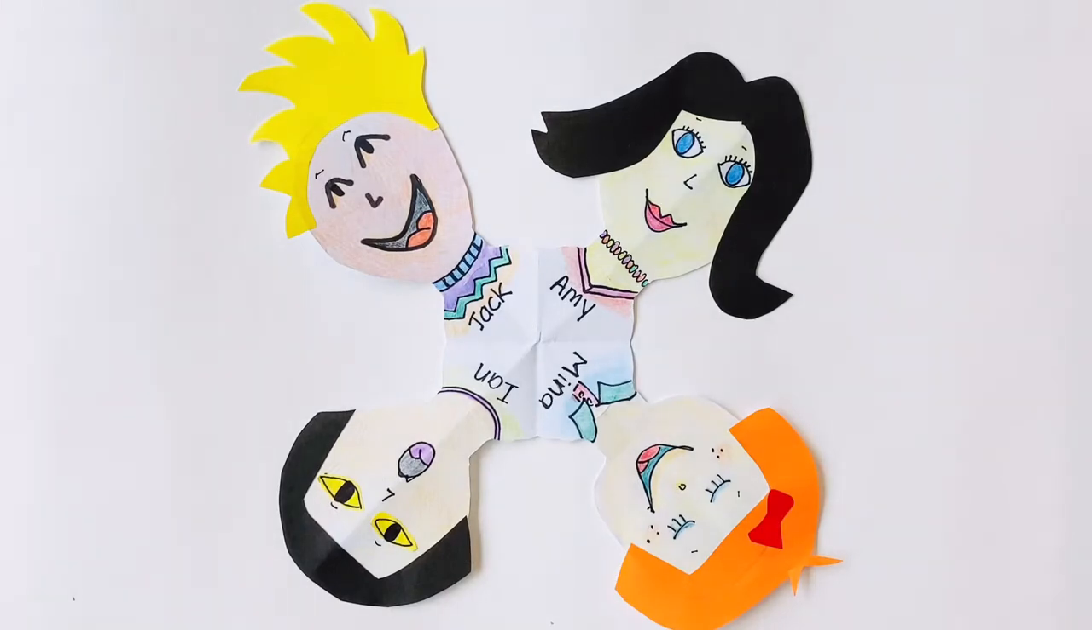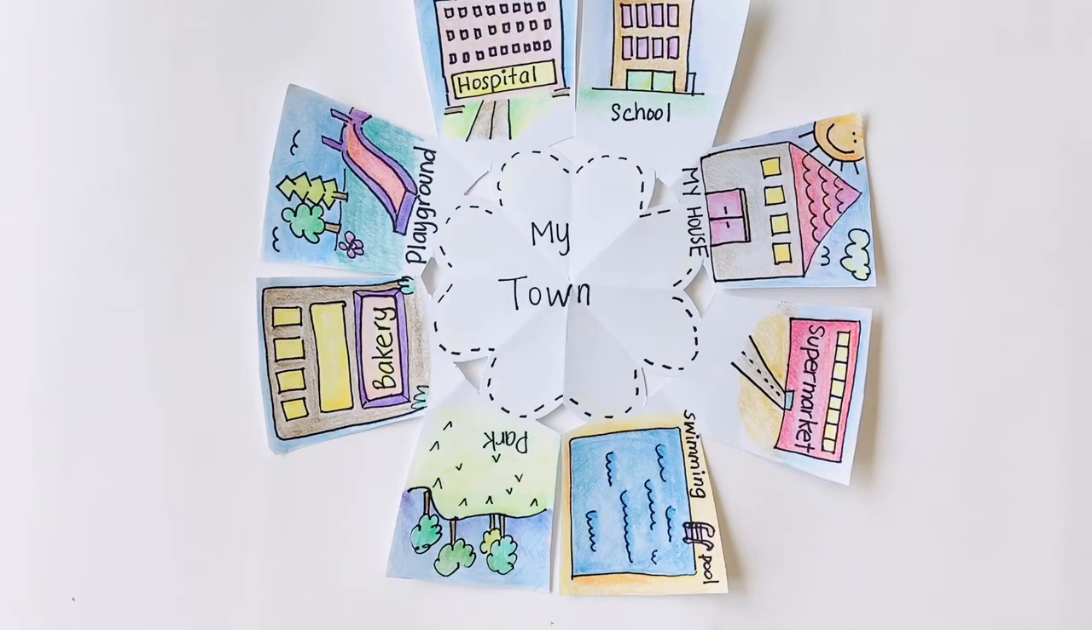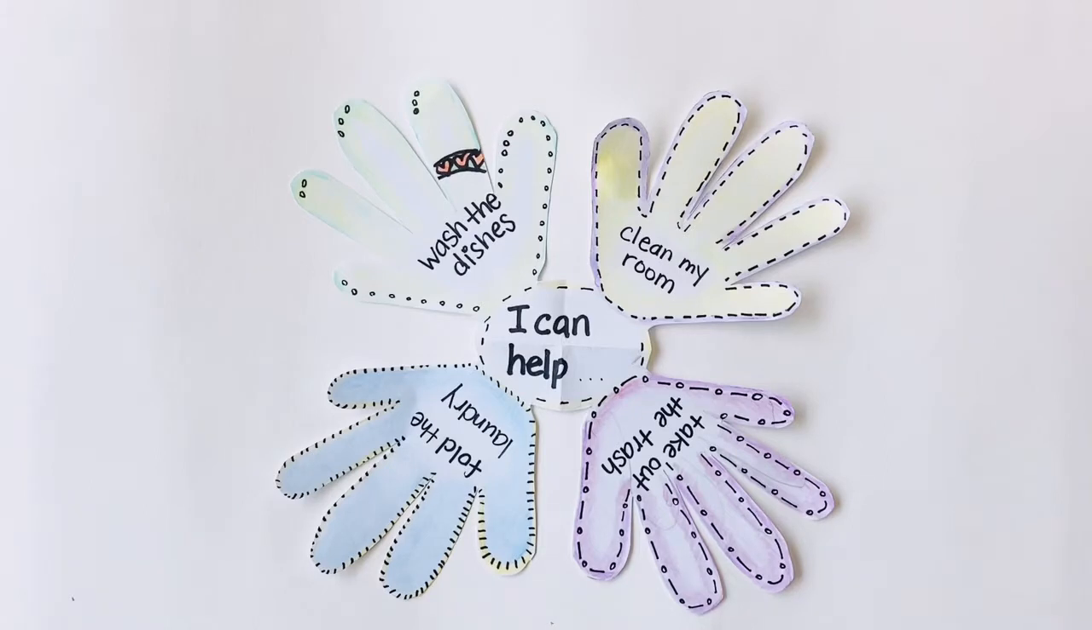We could use this with a topic on family or friends. Students could draw their friends or family. Another one about my town. They could write or draw what they see in their town. Another one on helping hands. What could you do to help around the house, like house chores or helping at school?